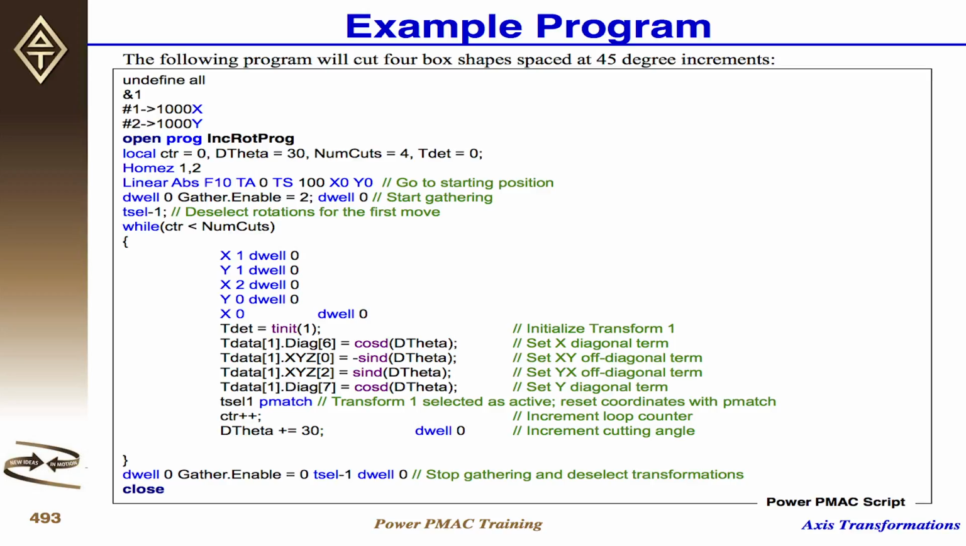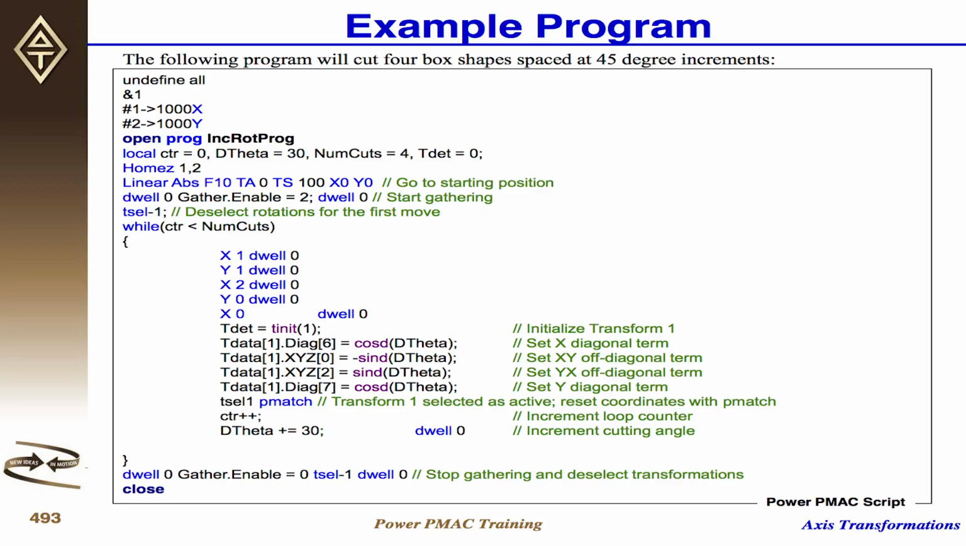So linear ABS, absolute move, with this F feed rate and TATS, and we go back to 0. And then here we enable the getter. So when you pop out your plot program, this will do the plotting for you to gather the information. T-select -1, make sure that it's deselected for the first move. And then we do the cut. This cut is the first cut along the X axis and Y axis, the normal one.